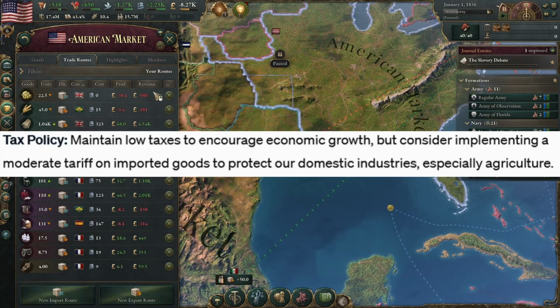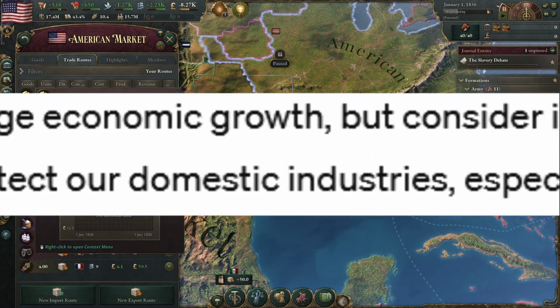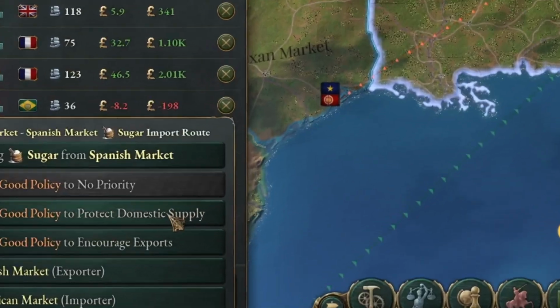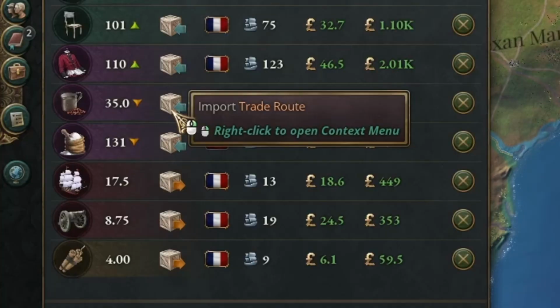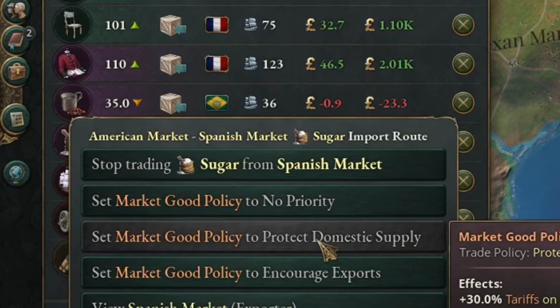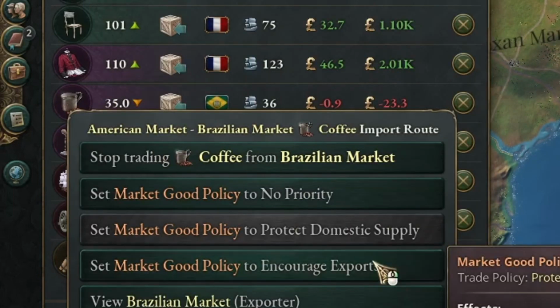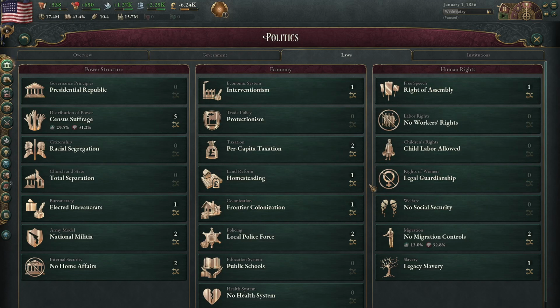Interestingly, the Secretary of the Treasury wanted to go protectionist with our trade tariffs. So we want to put tariffs on sugar. Or actually, we don't want to protect domestic supplies. We want to encourage exports. Yes. And since President Jackson wanted to maintain the status quo, we were not going to reform any laws.